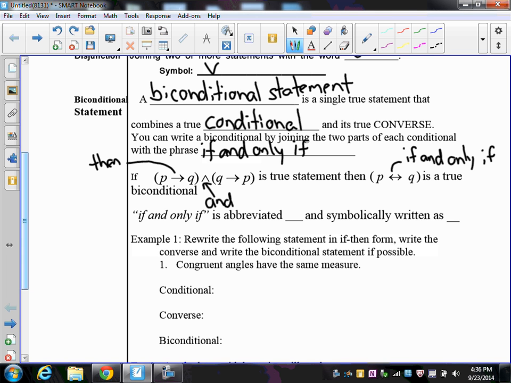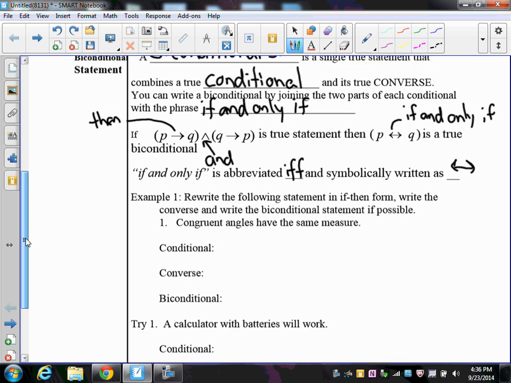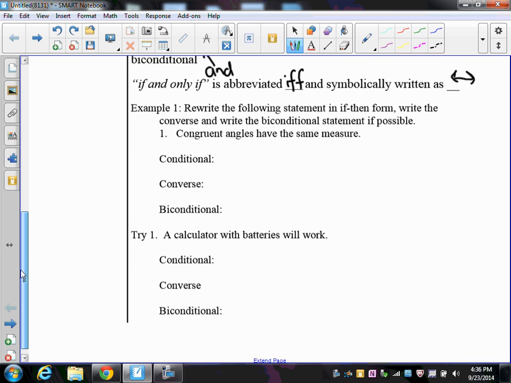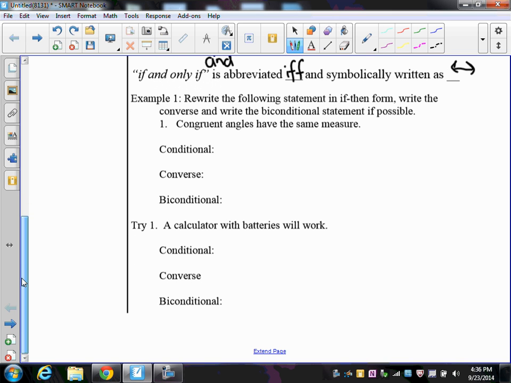So if and only if is abbreviated IFF, and it is symbolically written as this double-sided arrow, a line with two arrowheads, one on each side. So remember, in order for a statement to be a biconditional, both the conditional and the converse need to be true. This is going to review some things that we did during section 2.2.